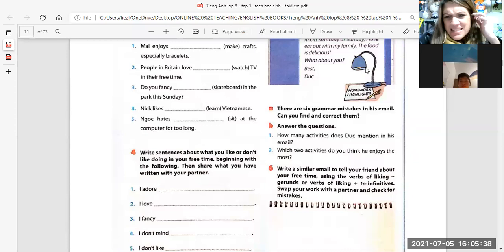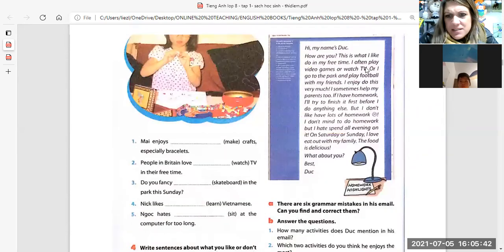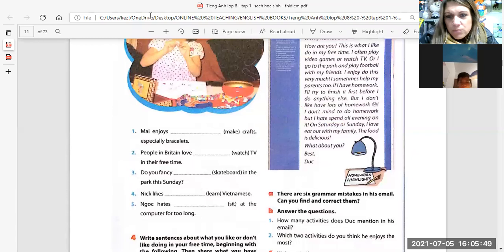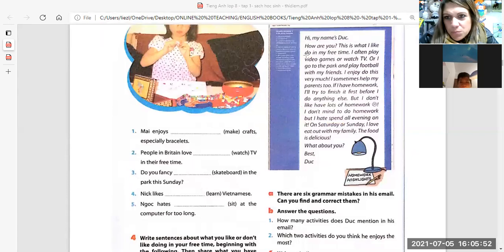Okay, now, how many activities does Duke mention in his email? How many activities does he do? Activities? Six. No, say the activities. Okay, let's just say it. Video games. Video game. What else?